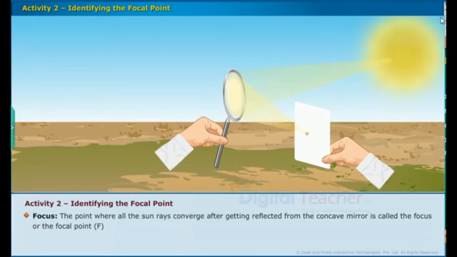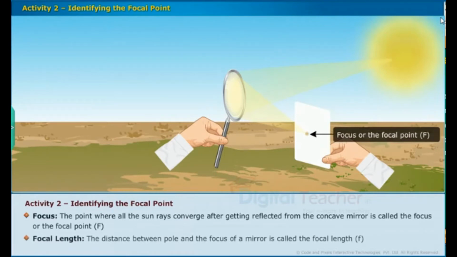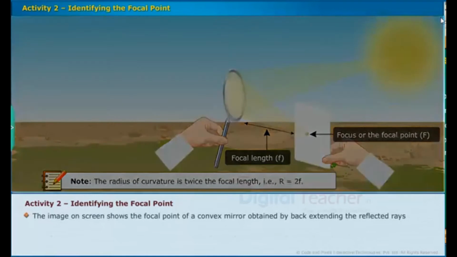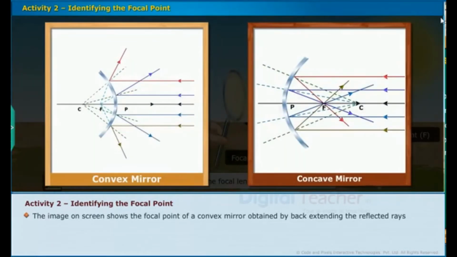Focus. The point where all the sun rays converge after getting reflected from the concave mirror is called the focus or the focal point F. Focal length. The distance between pole and the focus of a mirror is called the focal length F. Note, the radius of curvature is twice the focal length, that is R = 2F. The image on screen shows the focal point of a convex mirror obtained by back extending the reflected rays. Let us learn about the characteristics of images formed from reflection by spherical surfaces through an activity.